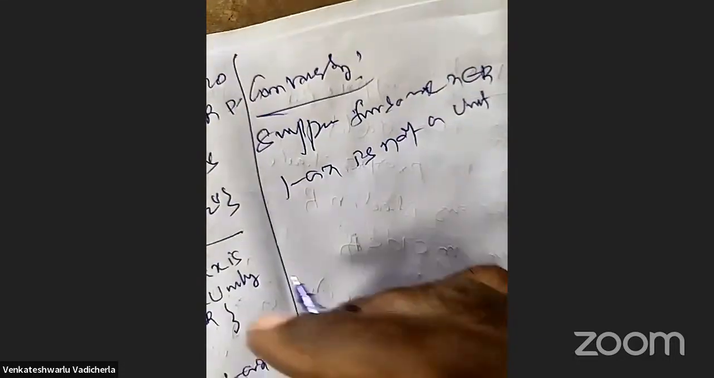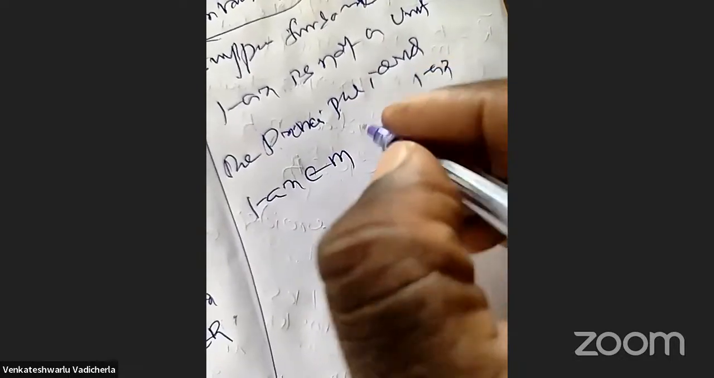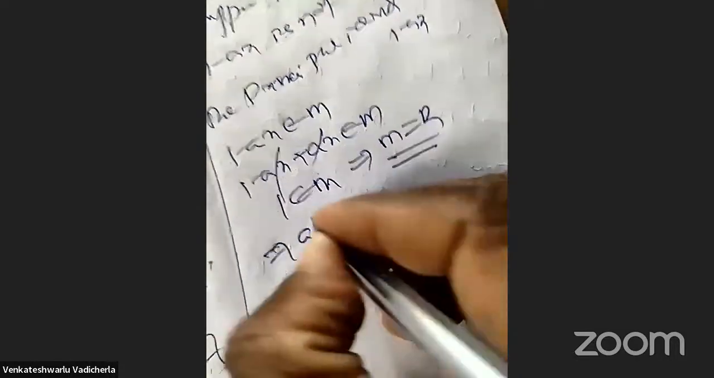The principal ideal generated by 1 minus AX is a proper ideal, so it is contained in a maximal ideal M. So 1 minus AX belongs to M, which implies that 1 minus AX plus AX belongs to M. That is, 1 belongs to M, which means M is equal to R, which is a contradiction. Therefore A does not belong to M.